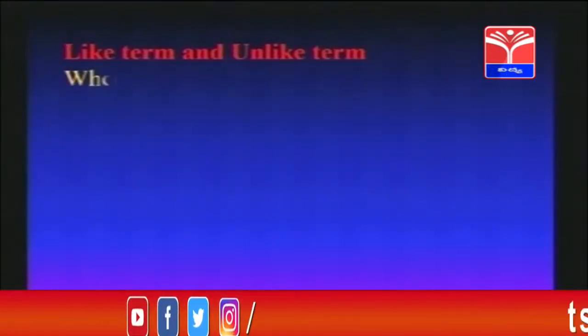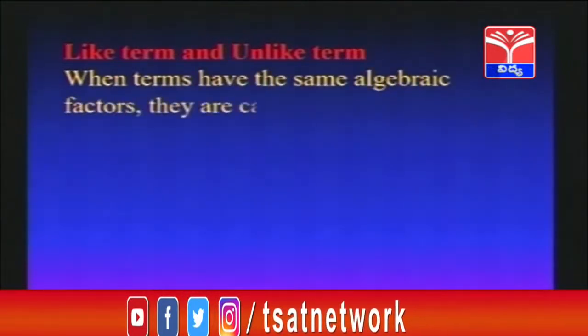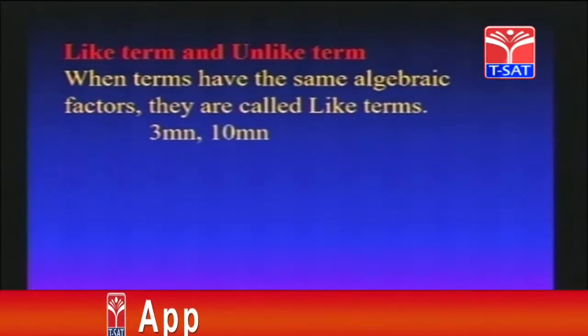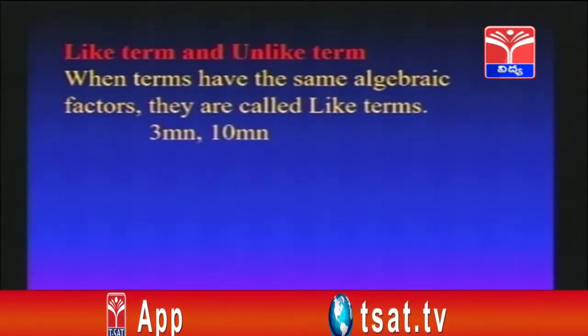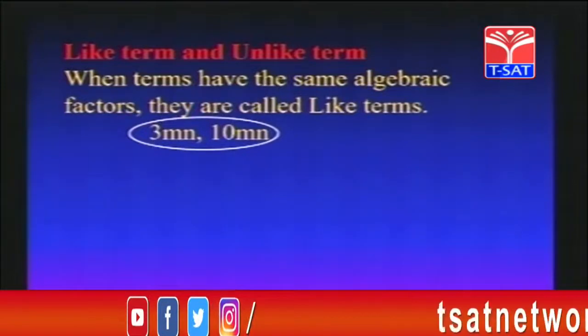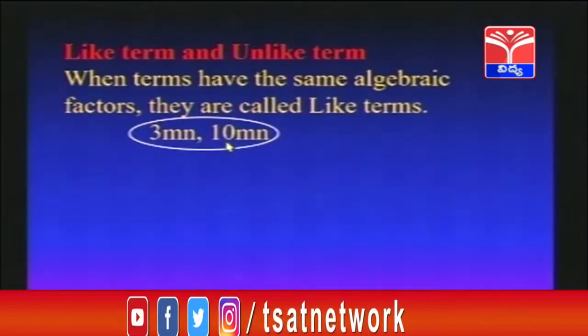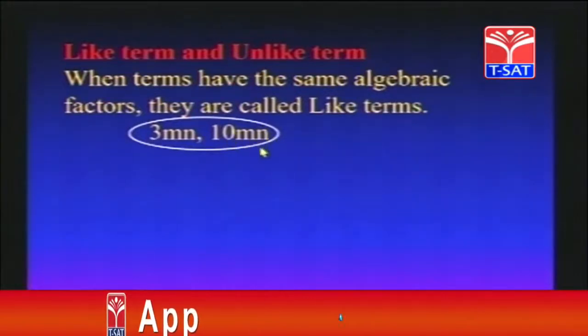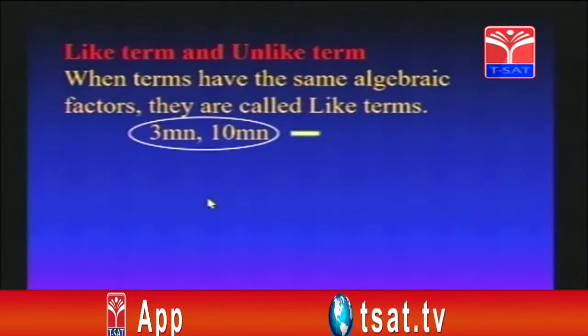Now what are like terms and unlike terms? When terms have the same algebraic factors, they are called like terms. As you can see here in this example, we have two terms 3mn and 10mn whose algebraic factors, as you can notice here, are m and n. Here also we have m and n. So the algebraic factors are the same. They are called like terms.